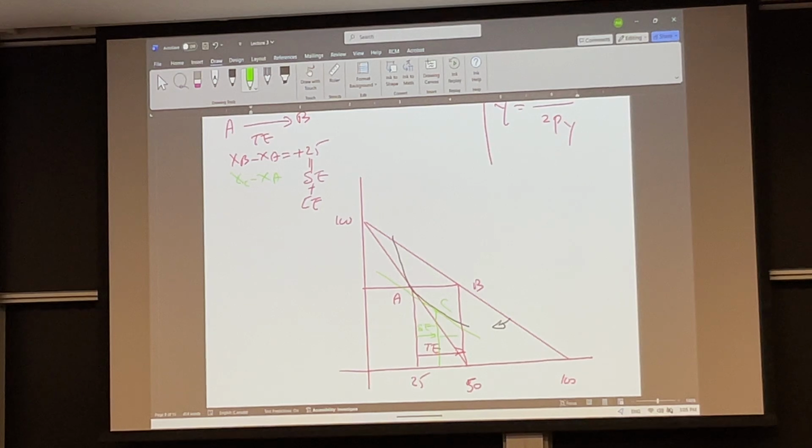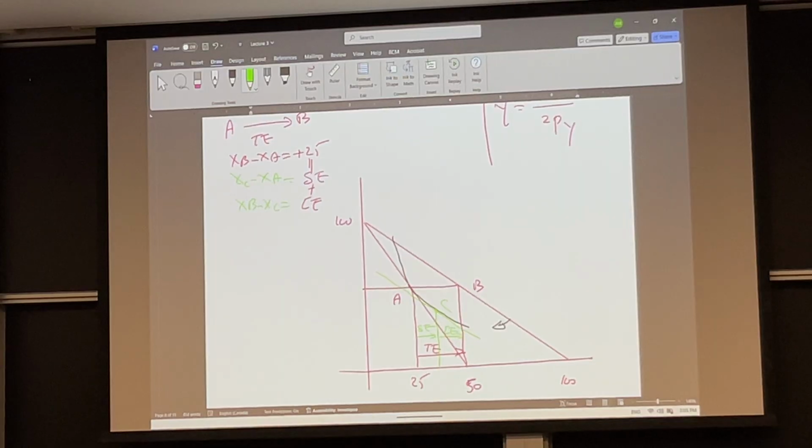And this becomes income effect, which is XB minus XC. By eliminating the income effect, I was left with the substitution effect, and then I can say the rest must be income effect. So the only thing I really need to find is C.